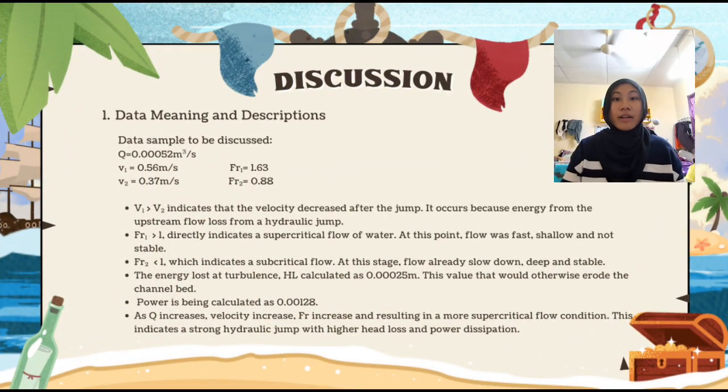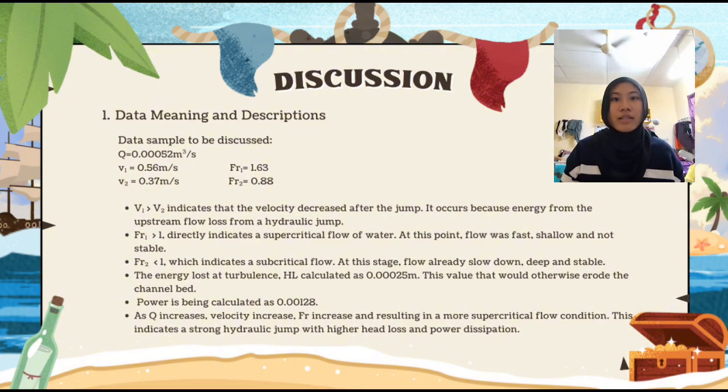Right now, let's discuss what our data means. We take Q as 0.00052 meter cubed per second. We measured and can conclude that V1 is larger than V2. This confirmed that velocity dropped after the jump because energy was lost from the upstream flow. We also calculated Froude number 1 to be 1.65, which is greater than 1. This means the flow before the jump was supercritical, fast and shallow.